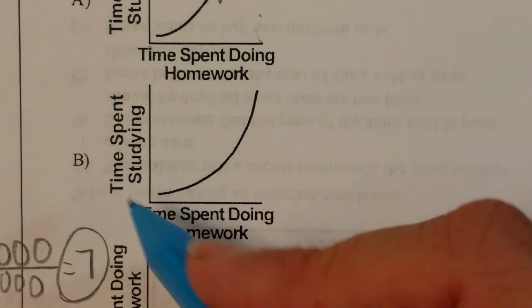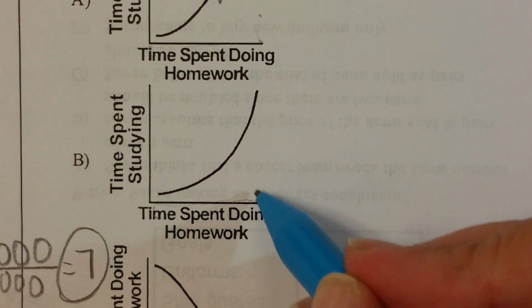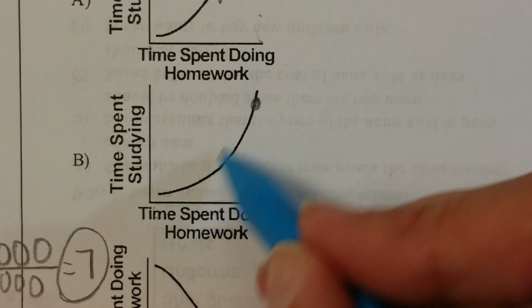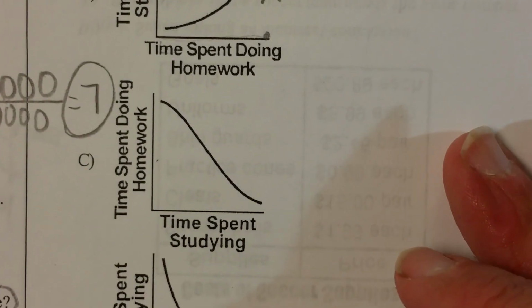Time spent doing homework. So if I spend a lot of time doing homework, then I should be at very low studying. Nope, that still shows a high studying, so I don't think that's it. Let's look at the next one.